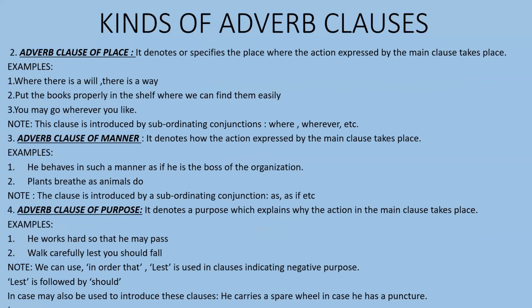Let's see adverb clause of place. It denotes, it specifies the place where the action expressed by the main clause takes place. Where there is a will, there is a way. Put the books properly in the shelf where we can find them easily. So in the shelf, where, the word you can see. You may go wherever you like. This clause is introduced by the subordinating conjunctions where, wherever, etc.